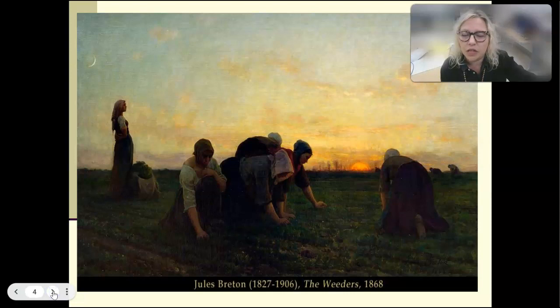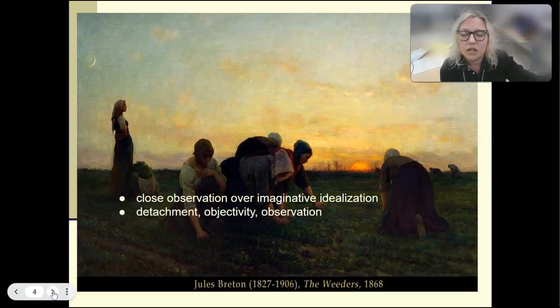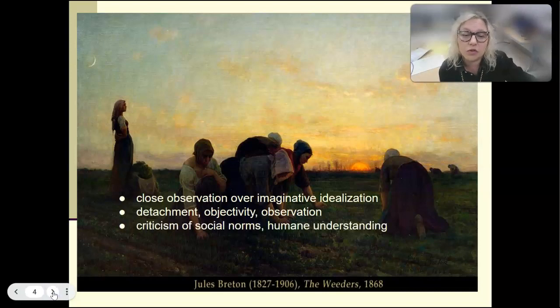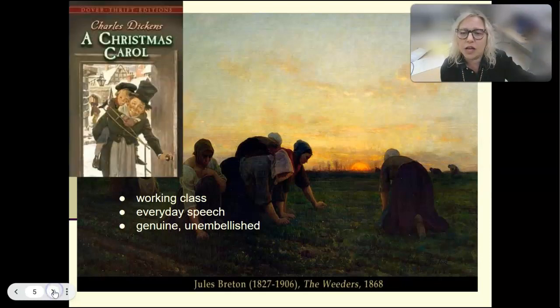When we're looking at realism, we are using close observation over imaginative idealization, from a detached kind of viewpoint or objectivity or observation, like a journalist almost. There is some criticism of social norms and humane understanding, and that's mostly because the subject matter is no longer just the elite class, but rather the working class. And when we're writing in a realist manner, we're using everyday speech as the narrator and for the dialogue. This is genuine, unembellished humanity being described and portrayed.